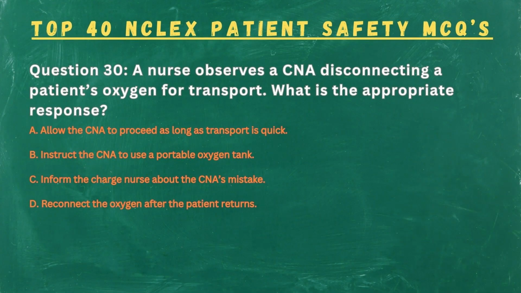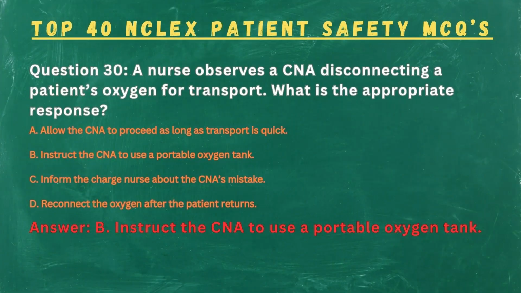Question 30. A nurse observes a CNA disconnecting a patient's oxygen for transport. What is the appropriate response? A. Allow the CNA to proceed as long as transport is quick. B. Instruct the CNA to use a portable oxygen tank. C. Inform the charge nurse about the CNA's mistake. D. Reconnect the oxygen after the patient returns. Answer. B. Instruct the CNA to use a portable oxygen tank.